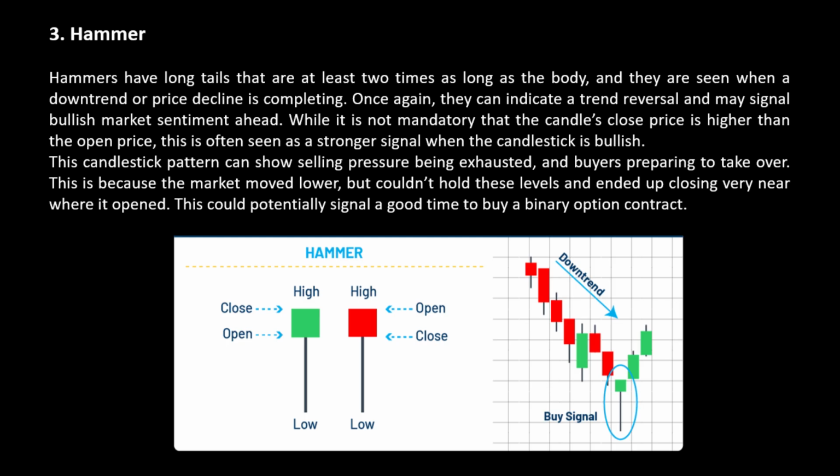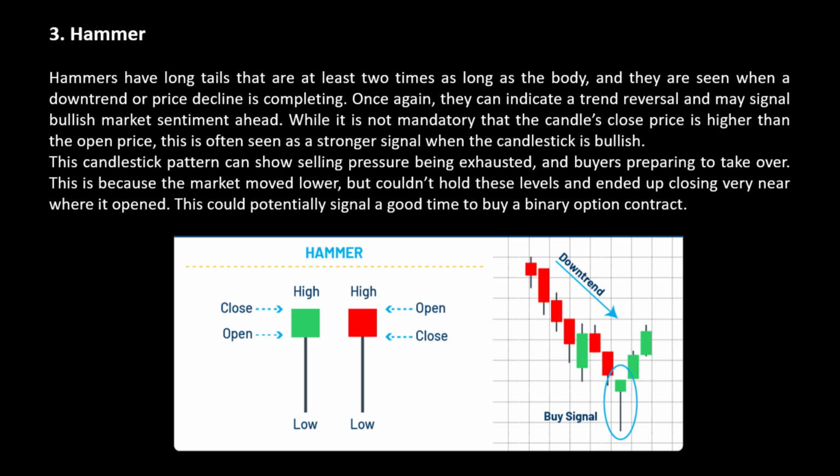3. Hammer. Hammers have long tails that are at least 2 times as long as the body, and they are seen when a downtrend or price decline is completing. Once again, they can indicate a trend reversal and may signal bullish market sentiment ahead. While it is not mandatory that the candle's close price is higher than the open price, this is often seen as a stronger signal when the candlestick is bullish.